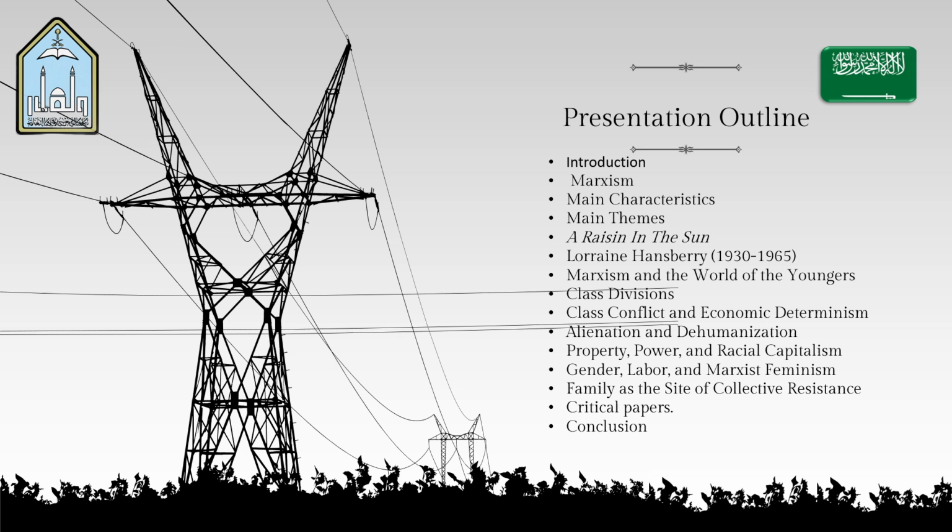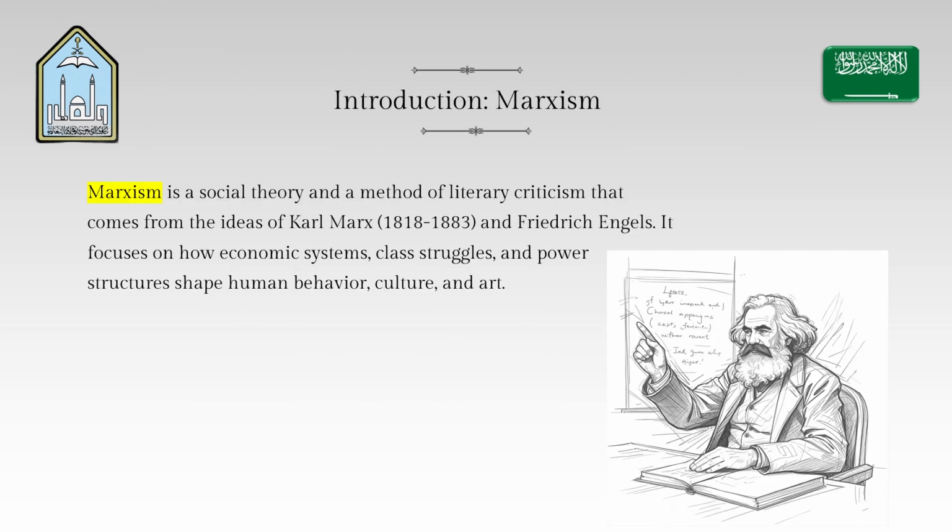And the final thing is critical papers. I'll show you two papers and how they examine A Raisin in the Sun through a Marxist lens. And then we have a conclusion. Of course, I'm not going to forget the bibliography. So let's start. What is Marxism in literature?